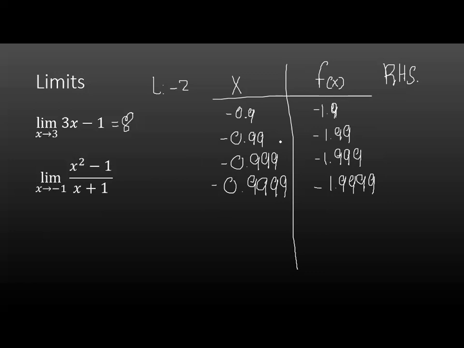As we use x values closer to negative 1 from the right side, these results are approaching what number? To negative 2, right? Negative 1.9, negative 1.99, negative 1.999, and so on until it reaches negative 2. So the right side is negative 2. With that being said, the answer here would be negative 2, since both sides approach negative 2. So that is good, right?